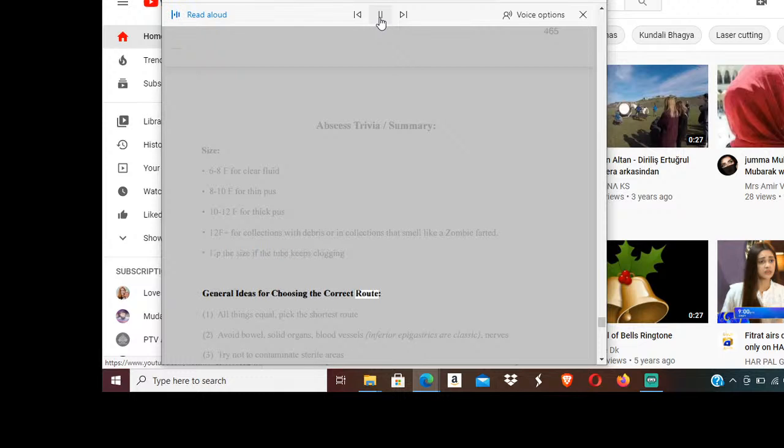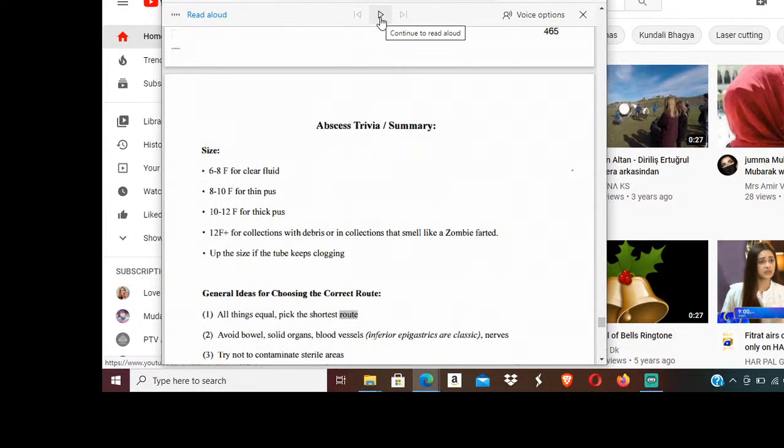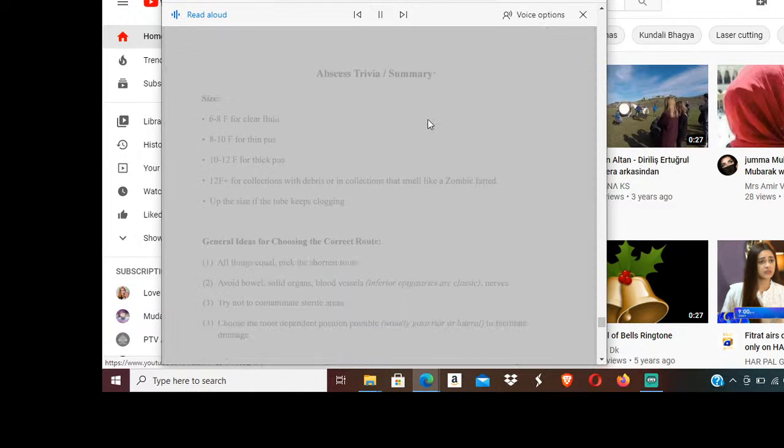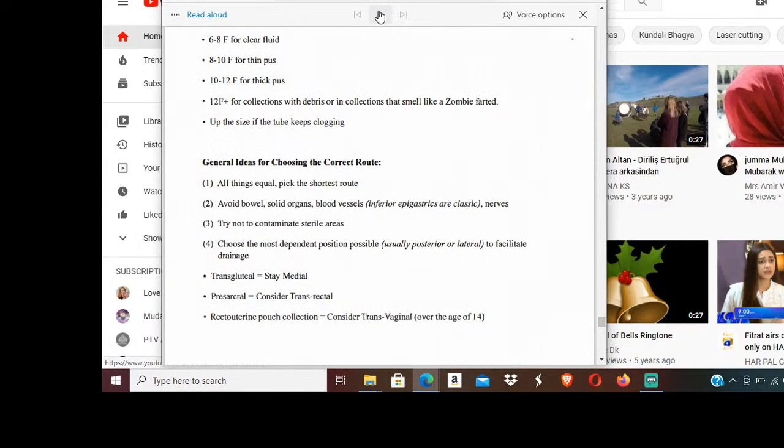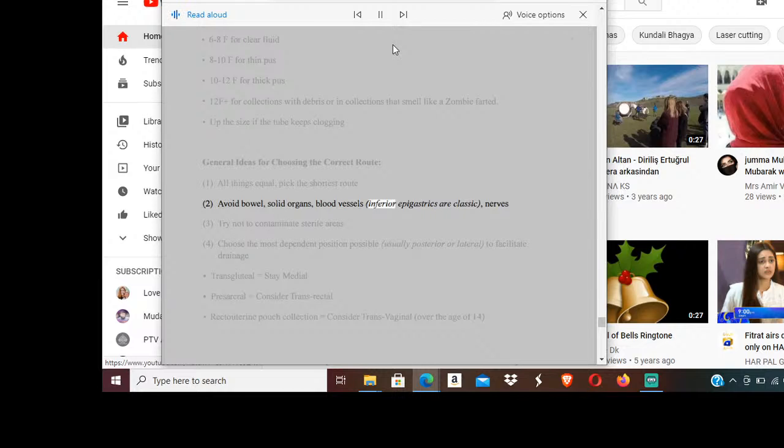General ideas for choosing the correct route: 1. All things equal, pick the shortest route. 2. Avoid bowel, solid organs, blood vessels, inferior epigastrics are classic, and nerves. 3. Try not to contaminate sterile areas.